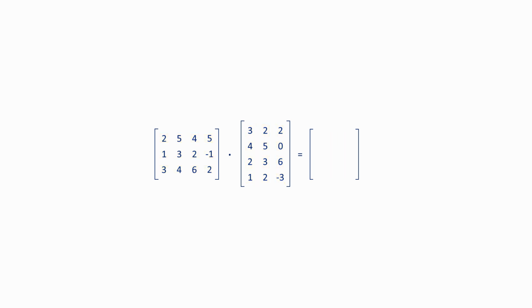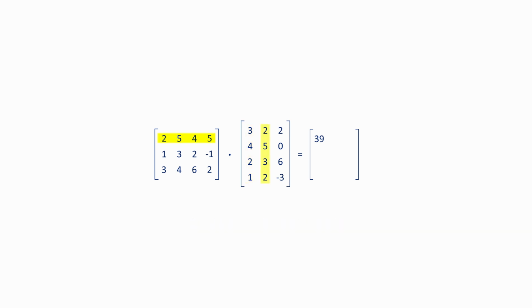To multiply the matrices together, multiply each value in the first row of one matrix by its corresponding value in the first column of the other. Then sum up the products to get the first value of the new matrix. Here then, 2 times 3 plus 5 times 4 plus 4 times 2 plus 5 times 1 gives us the value 39.